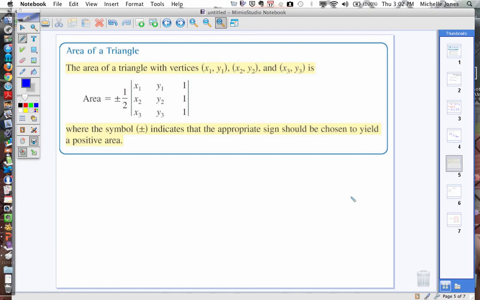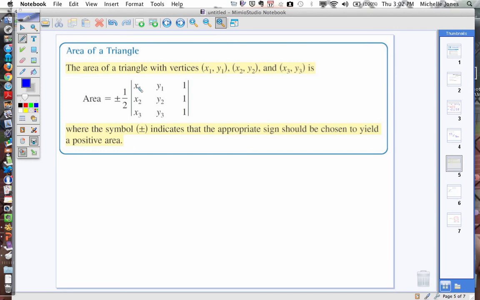So the reason we have the plus or minus sign for what the area equals is because it depends on what you get. Your area is always going to be positive. You'll never have a negative area. So if you end up with a negative and you need to make it positive, then you're going to multiply by a negative 1/2. I'll show you as we go along. So make sure you write this down.